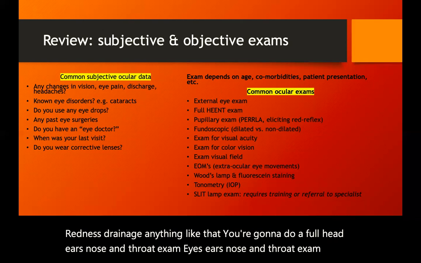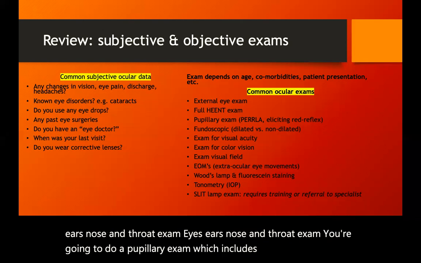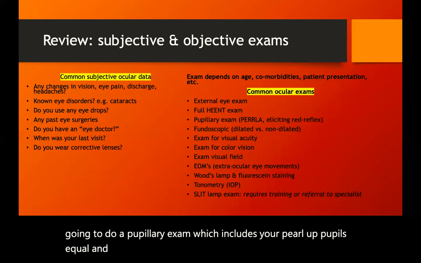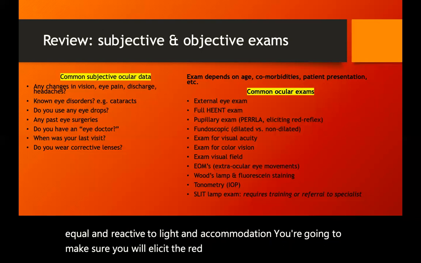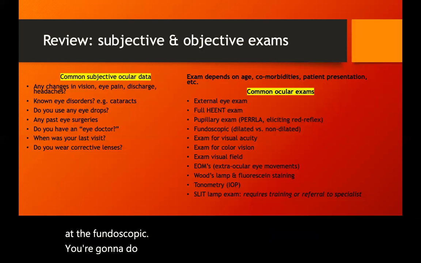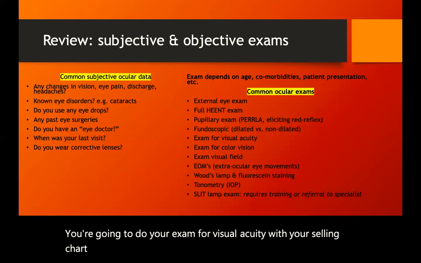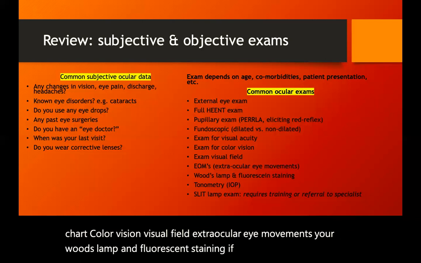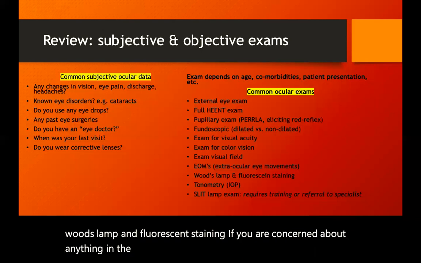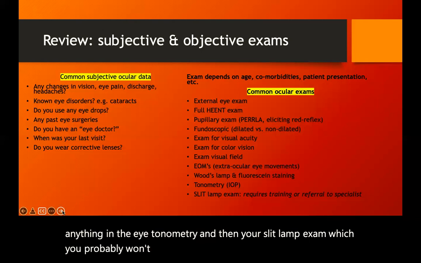You're going to do a pupillary exam, which includes your PERRLA, pupils equal and reactive to light and accommodation. You're going to make sure you elicit the red reflex. You're going to do a fundoscopic exam, dilated versus non-dilated. You're going to do your exam for visual acuity with your Snellen chart, color vision, visual field, extraocular eye movements, your Wood's lamp and fluorescein staining if you're concerned about anything in the eye, tonometry, and then your slit lamp exam, which you probably won't do, but you should just be aware that it does exist.